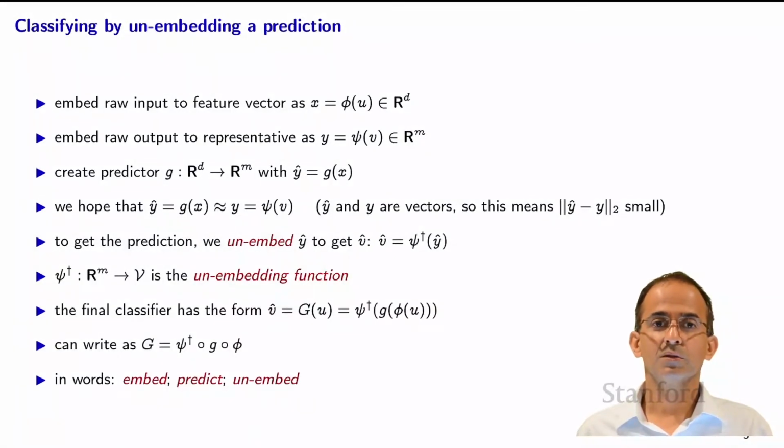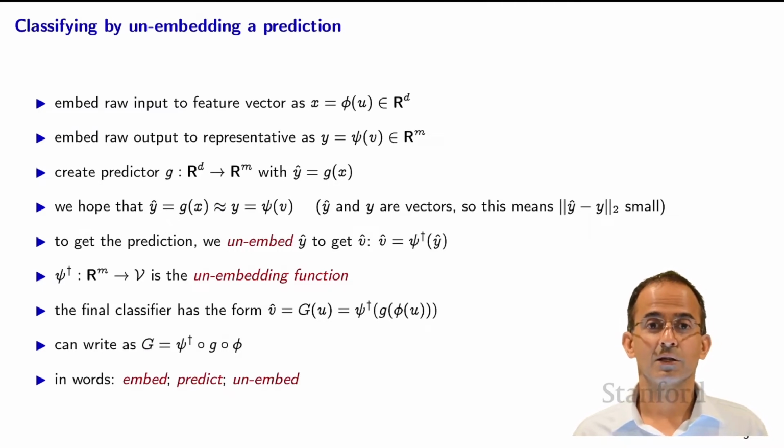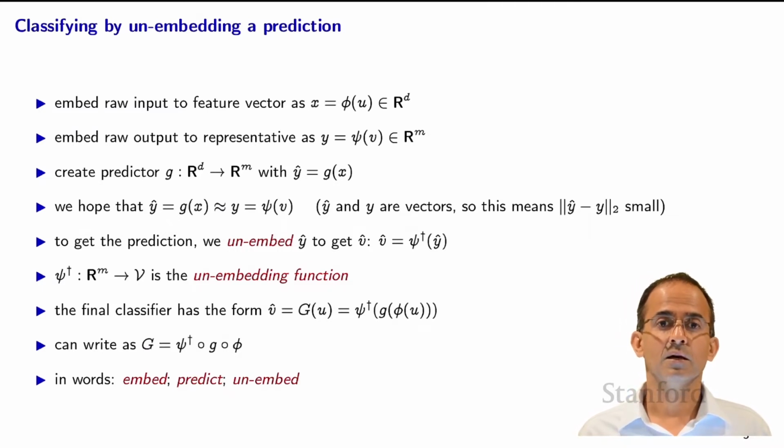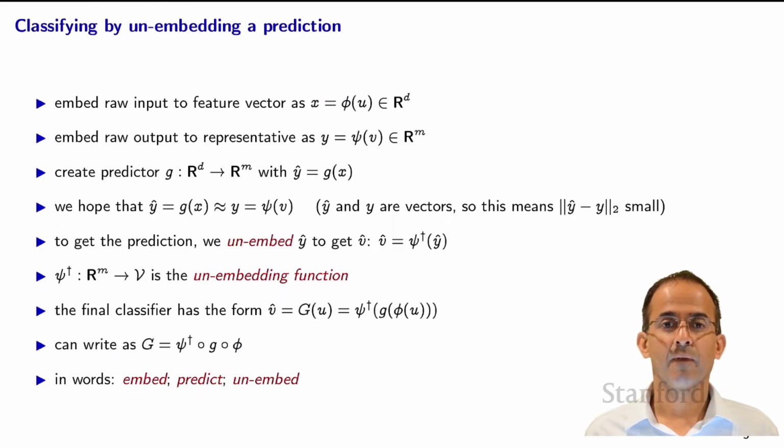Now, once we've embedded, we are going to have to do something we didn't have to do in regression, and that is unembed. And in particular, we've got to unembed points which are not mapped to by our embedding map. And so we will see how to do that.